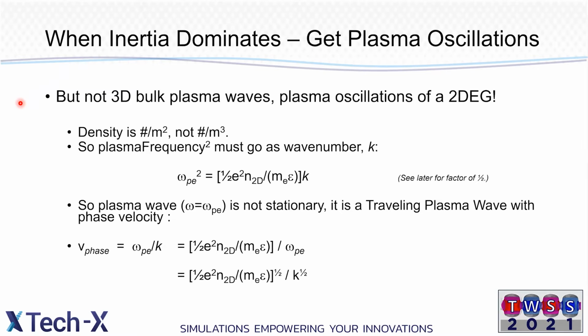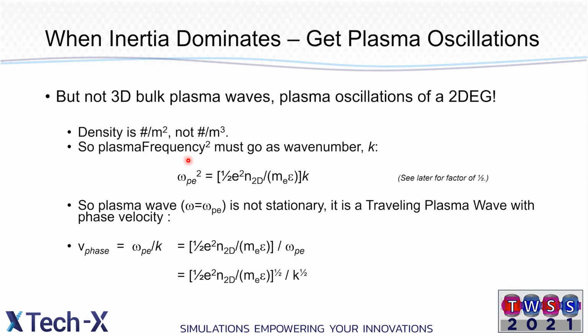So when the inertial terms dominate, you get plasma oscillations. For this talk, we're not really interested in 3D bulk plasma waves, which are stationary waves, or if you add a temperature, you get a Langmuir wave. We're actually interested in plasmas that are a sheet of plasma, a two-dimensional electron gas, which is what occurs in a thin layer just above the gallium nitride. This means in our analysis that instead of our plasma frequency being a certain number of electrons per meter cubed, it's actually a certain number of electrons per meter squared.